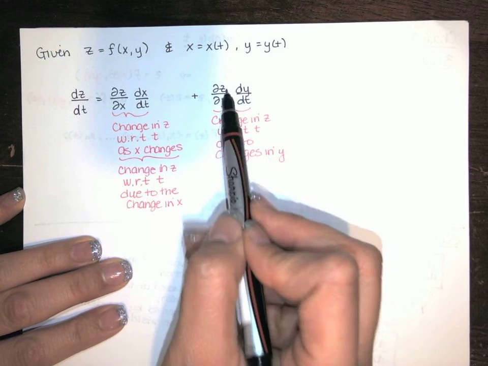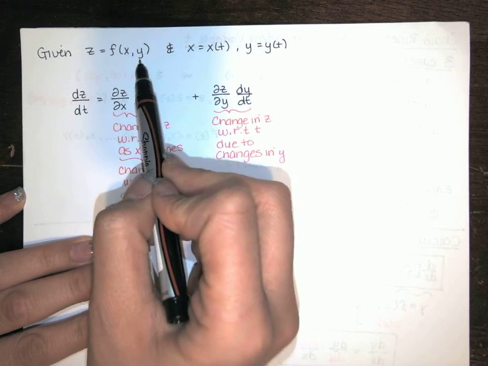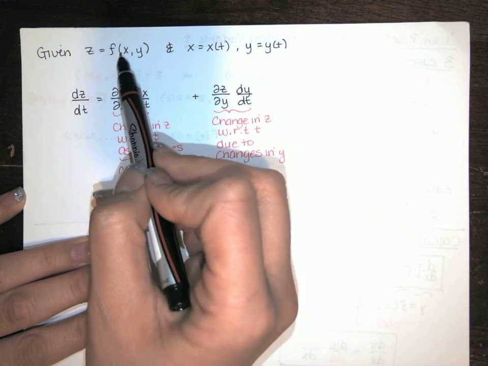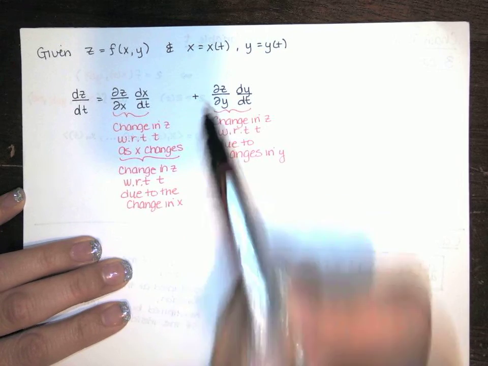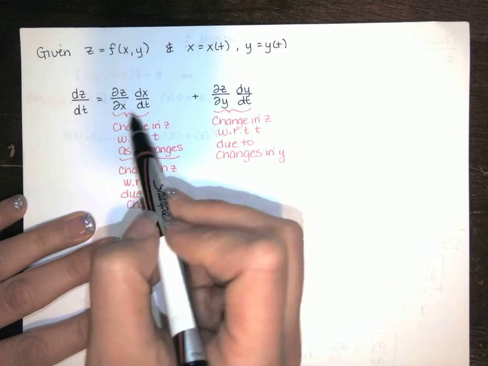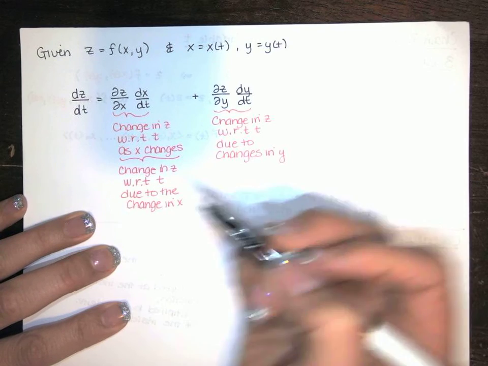These partials of z with respect to x and y are partials because z depends on two variables. At least before the composition, z depended on x and y. So I get a partial of z with respect to x and a partial of z with respect to y. Now all of this needs to be written in terms of t to get dz/dt.